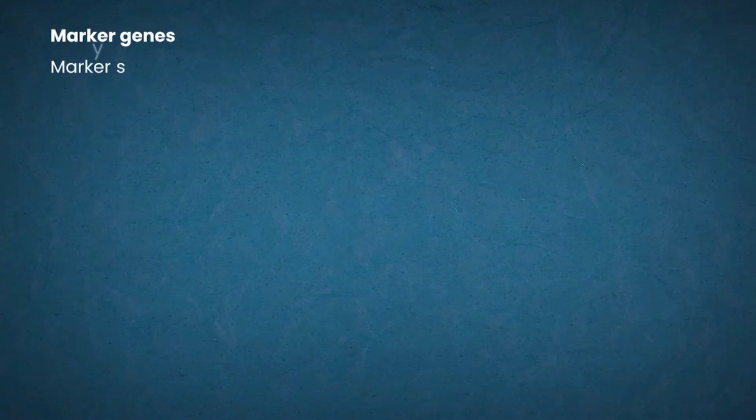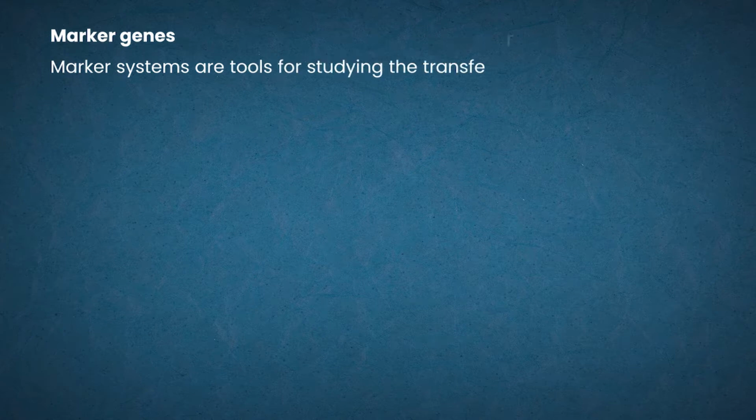So, before starting with the reporter gene, let us understand what exactly it is and what category it belongs to. Basically, let us talk about the marker gene first. Marker systems or marker genes are the tools used for studying the transfer of genes into an experimental organism.